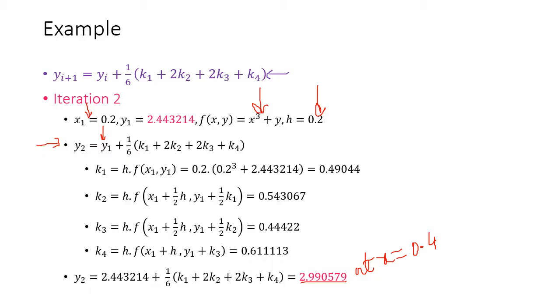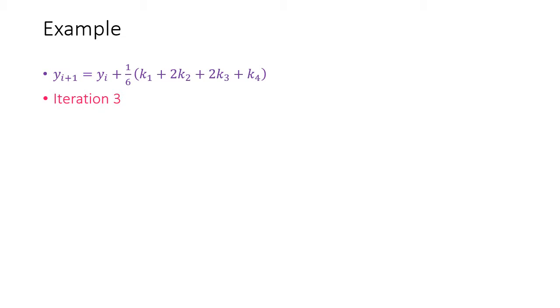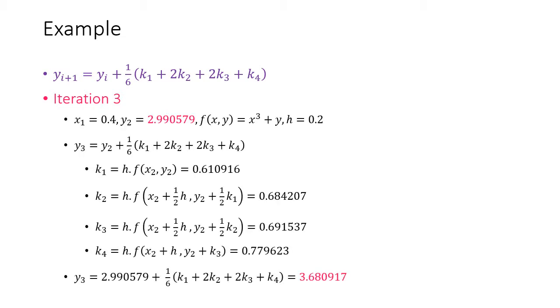So pause the video and do the calculation yourself, and make sure that you have understood the mechanics of the calculations. Similarly, you can proceed to iteration 3, which will finally give you the value of y3, which is also the value of y at x equals 0.6. So nothing much. This is everything about RK method, and we are actually done with ordinary differential equations.